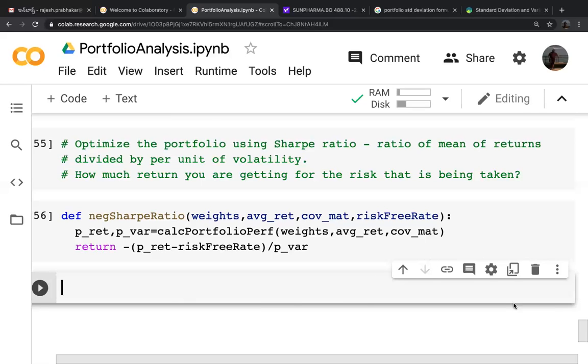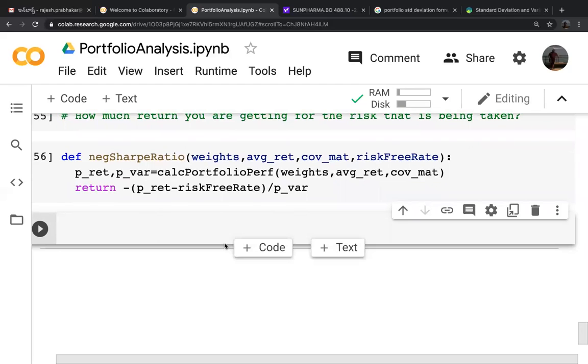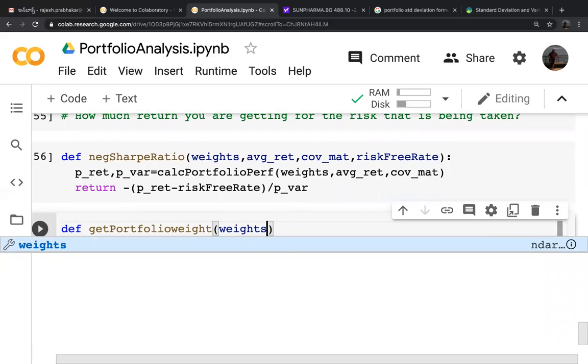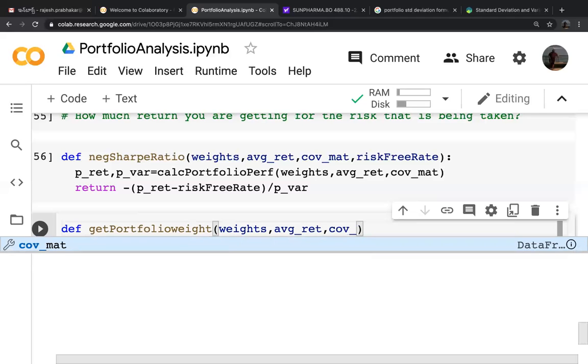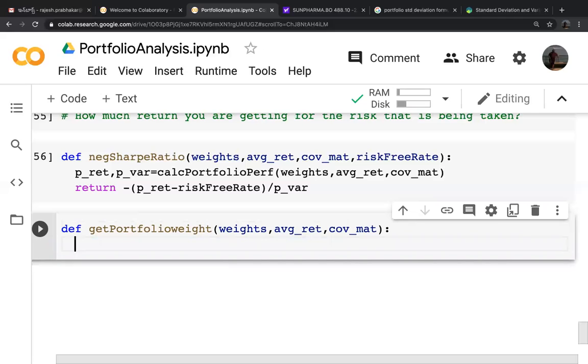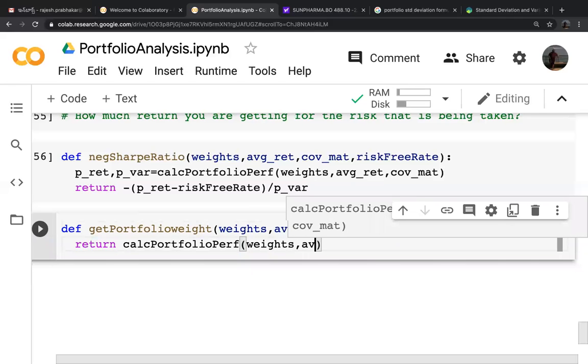Okay. Now we will get the portfolio weight. We will find the actual portfolio weight. What should be our actual portfolio weight? def get_portfolio_weight(weight, average_ret, covariance_mat): return calc_portfolio_performance(weight, average_ret, covariance_matrix). So we are getting the covariance matrix.